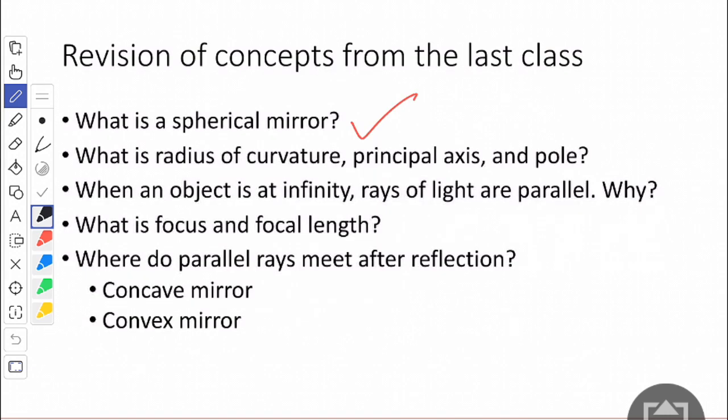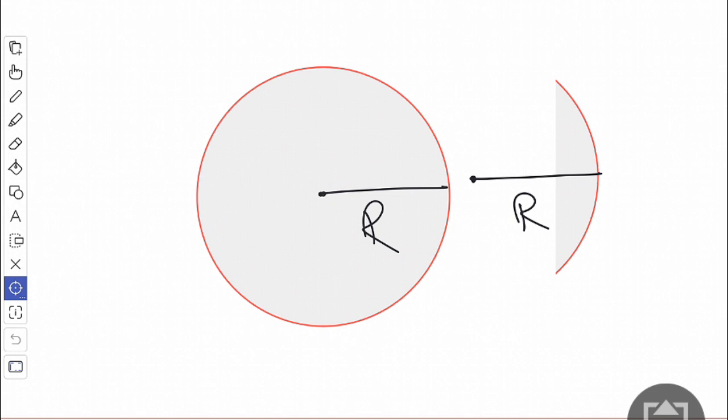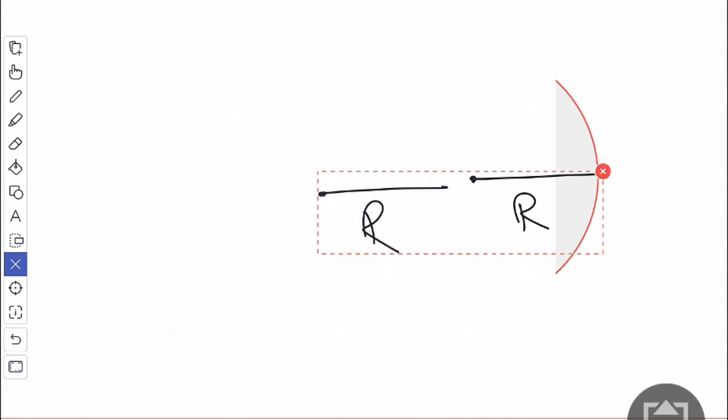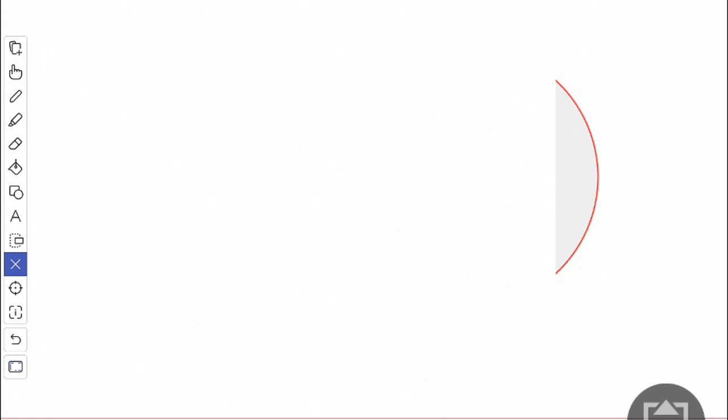Okay, next question. Quick recap. What is the principal axis? What do you think? Principal axis is again pretty straightforward. Let me first get rid of this sphere which I don't need. Okay, now it looks better. There we go. So now think about it this way.